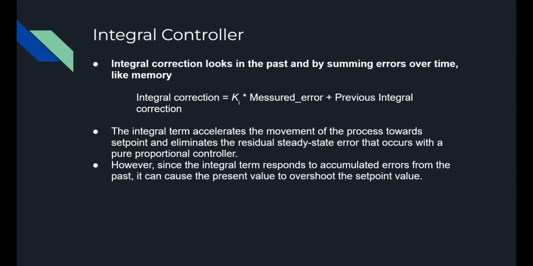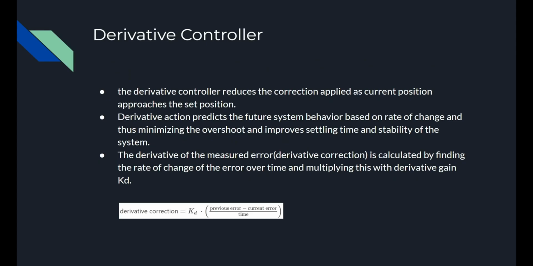We will now work our way into the third and final controller, the derivative controller. To address the overshoot and oscillation issue, we can use a derivative controller. The derivative controller reduces the correction as current position reaches the set position. The derivative correction is calculated by finding the rate of change of the error over time. The derivative action predicts the future system behavior based on the rate of change, thus minimizing the overshoot and improving the settling time and stability of the system. The equation for the derivative can be seen on the slide.